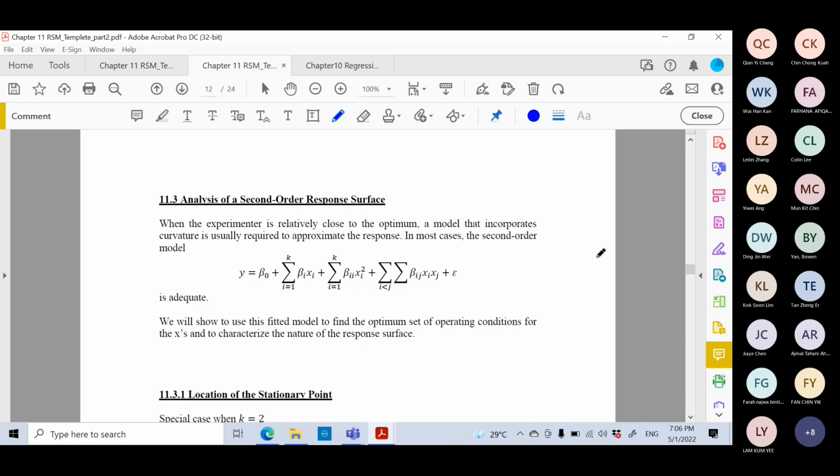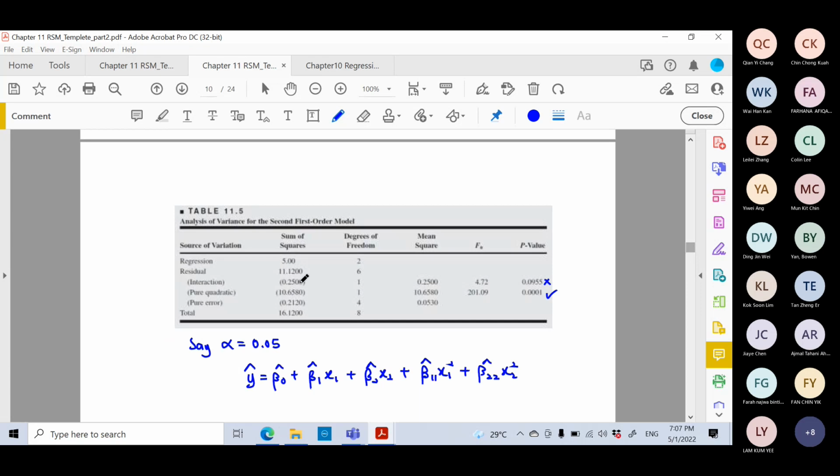When the experimenter is relatively close to the optimal, like just now in the previous example, they are really close to optimal. A model that incorporates the curvature is usually required to approximate the response. So in most of the cases, the second order model will be adequate. But just now, based on the above example here, we also will test it out. The quadratic effect is really important here. However, the interaction is not significant at the 5%, so therefore we do not include it. Okay, we can include it inside also. Okay, so this one is second order is important.